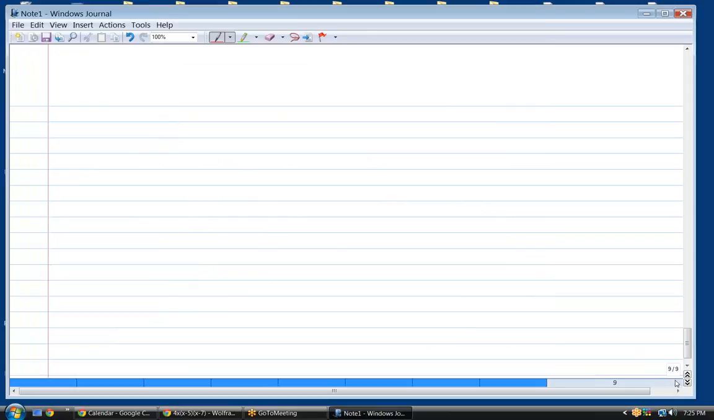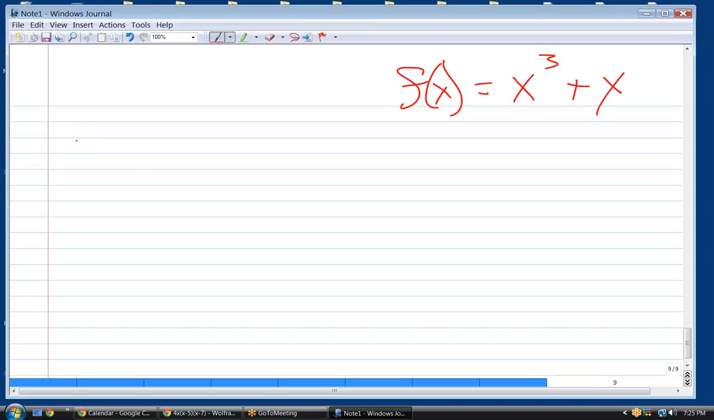This is a little different. But it's determine whether each function is even, odd, or neither. So the first one is f of x equals x cubed plus f. Let's talk about even functions and odd functions. Determine even, odd, or neither.